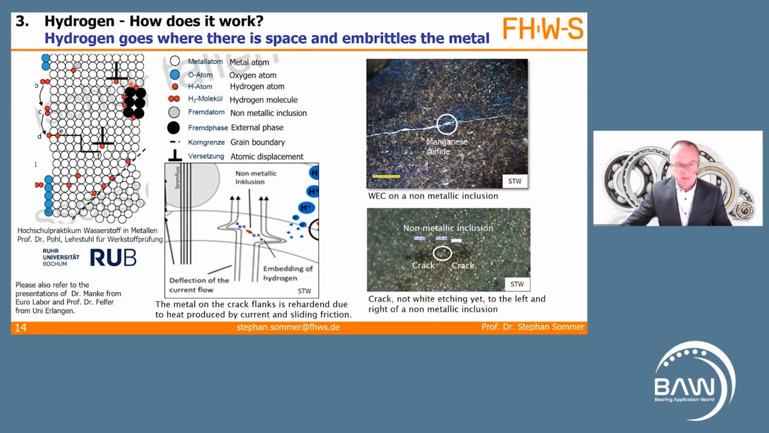From here, the hydrogen starts its destructive work. Hydrogen embrittles the metal. The already somewhat higher mechanical stress in this area leads to notch stress. The material begins to crack at this point to the left and to the right of the non-metallic inclusion. This is how the crack starts.